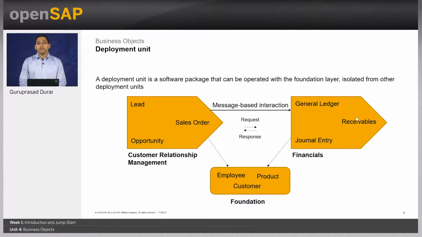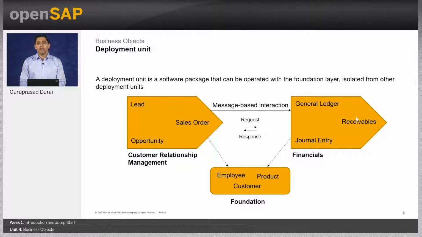Now let's take a look at the deployment unit. A deployment unit is a piece of software that can be operated within the foundation layer or isolated from the other deployment units. SAP Business ByDesign is organized into multiple deployment units based on the application areas, for example, customer relationship management, supply chain management, financials, etc. The foundation deployment unit is where the master data resides, like the employee, the product or the customer. Business objects which are part of the foundation deployment unit can be accessed directly from other deployment units.